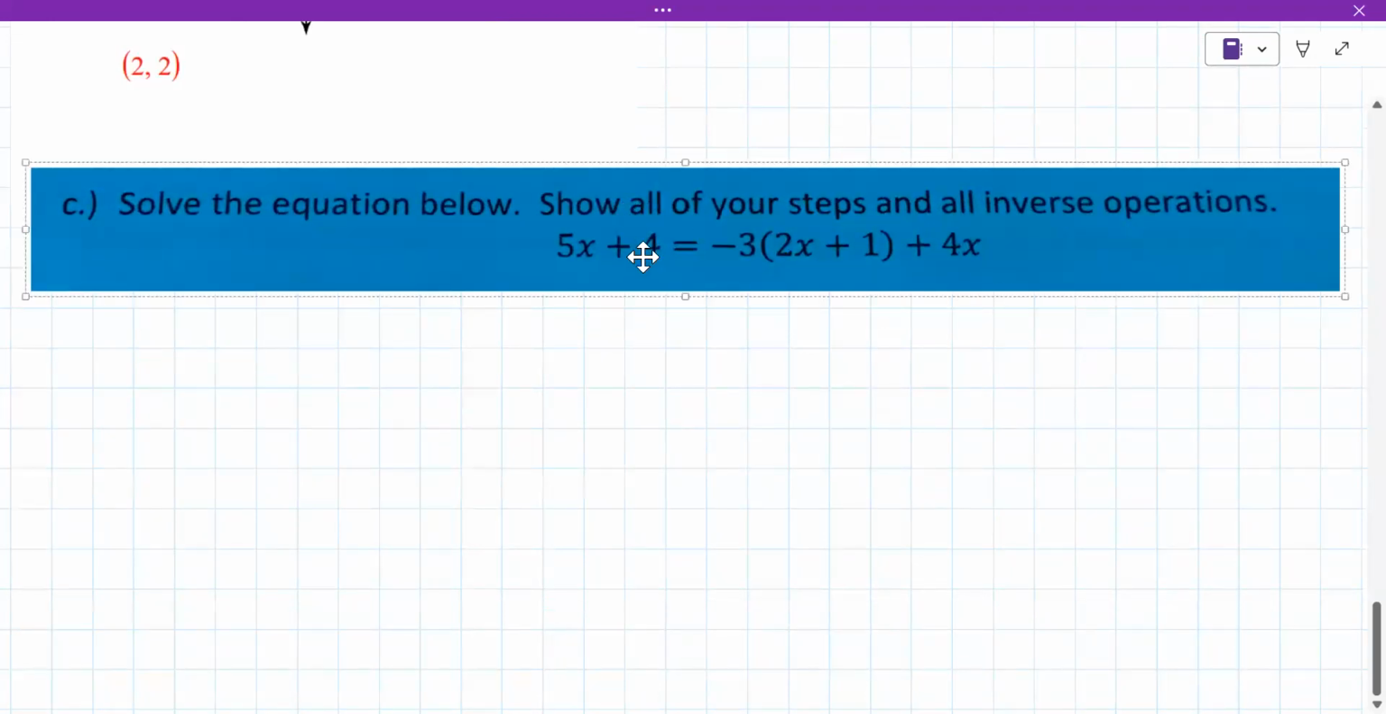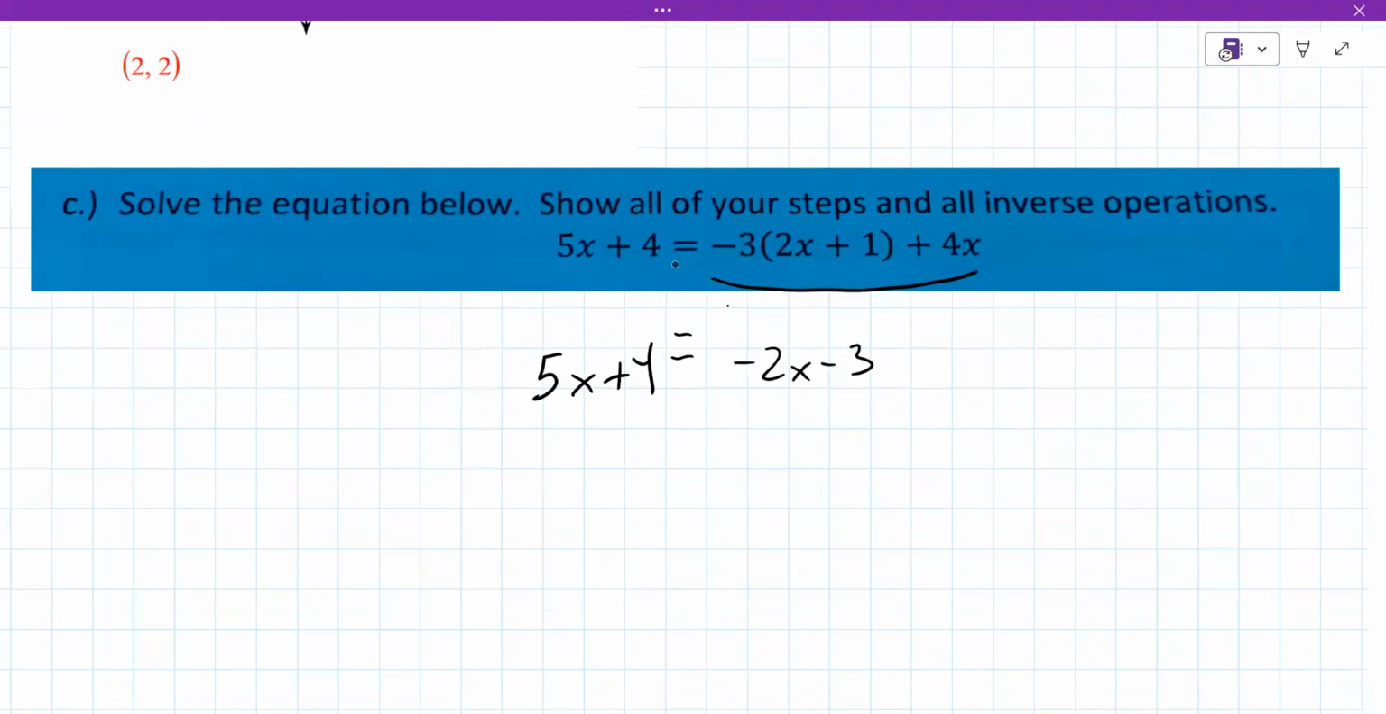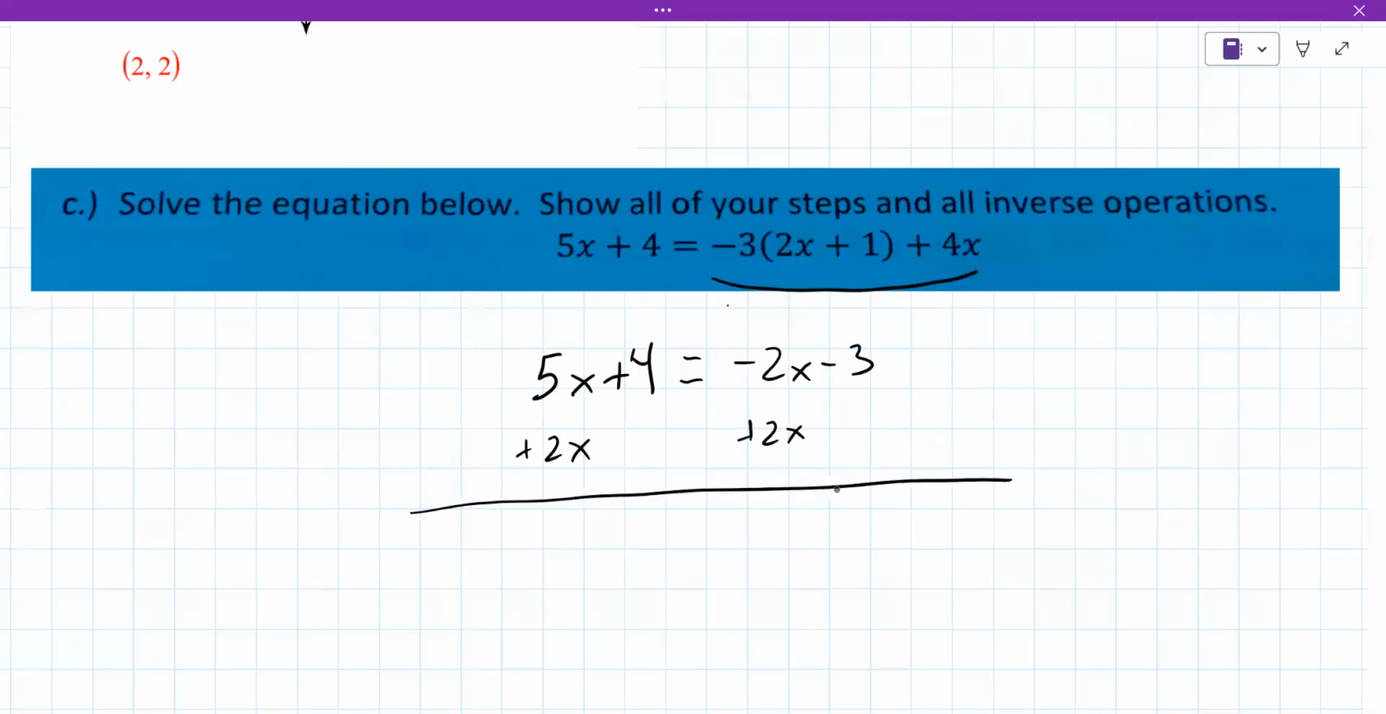All right, so the right side, we already did this in a previous problem. The right side is minus 2x minus 3, 5x plus 4 on the left. How do you solve an equation with variables on both sides? Do you remember how to do that? Sort of, yeah. You have to move the variable. You have to add 2x to both sides. Yes.